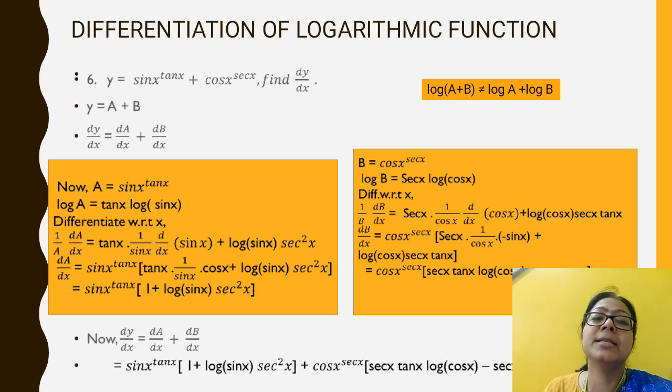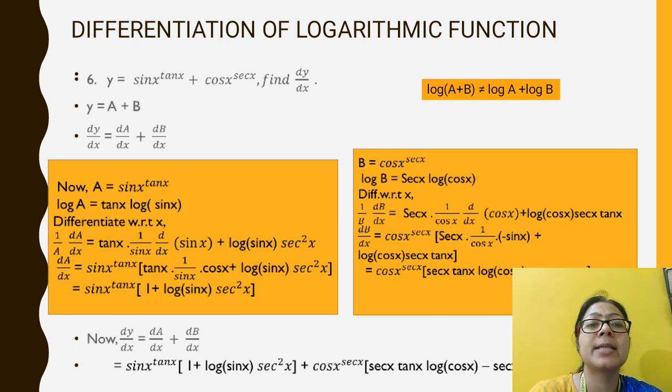Derivative of tan x is sec square x. Then on the right hand side, on the left hand side we have dA/dx, and on the right hand side A will be multiplied, that is sin x to the power tan x. Now inside the bracket the same thing, that is tan x into 1 by sin x into cos x, that will be 1, and log x secant square x, it will be same.